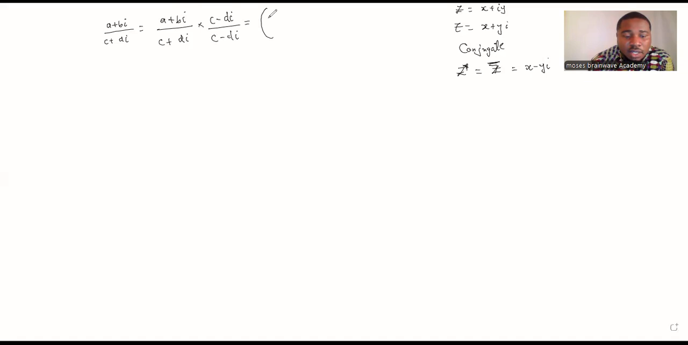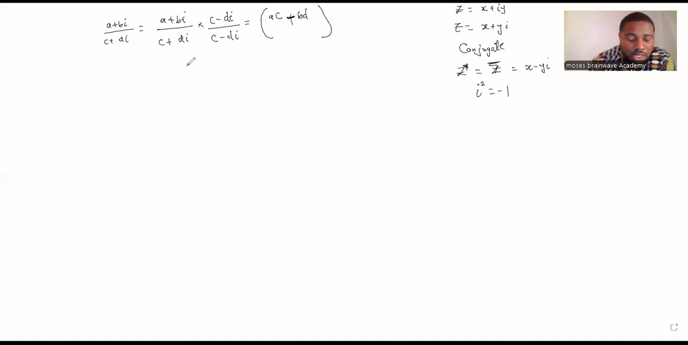We're going to be having AC, right? So let's multiply this and this. This and this is going to give us minus BD I squared. And we can recall that I squared is equal to minus 1. So we have BD I squared instead of the negative here. Since we have minus 1 multiplying BD, then we're going to be having plus 1, right?